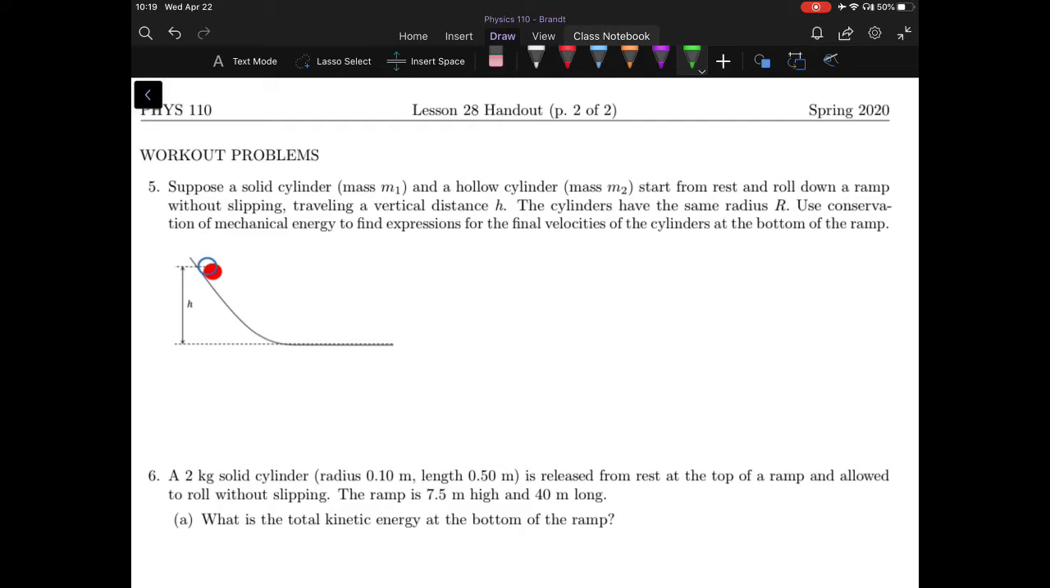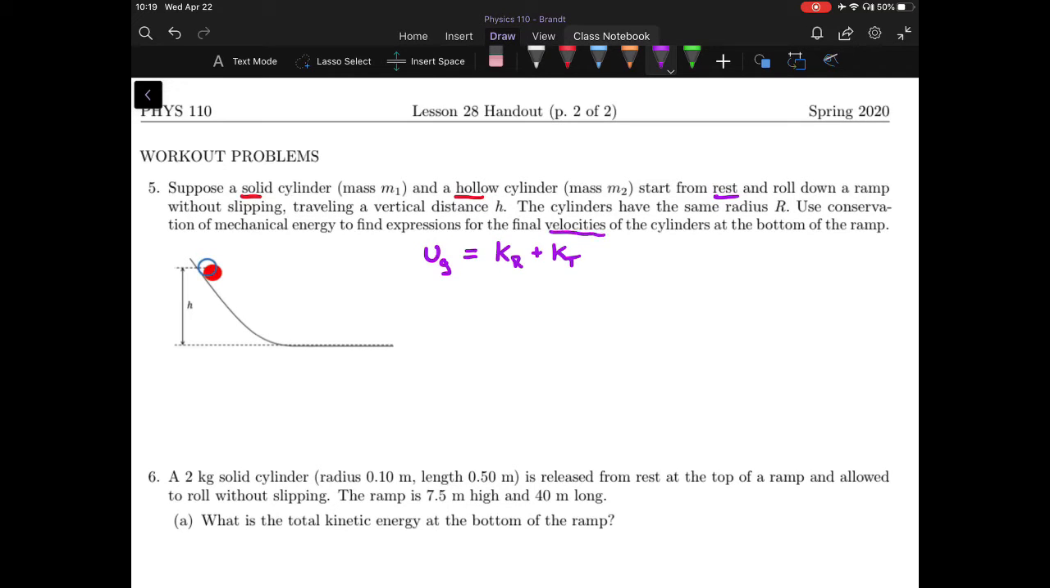All right, workout 5 for lesson 29, or the first workout problem 5 on the handout. So we're looking at two different cylinders. We've got a solid cylinder here, and we have a hollow cylinder, both rolling down this ramp, starting from rest. We're going to start with gravitational potential energy at the beginning because we're starting from rest, and then at the end we want to know how much kinetic energy they have. So they're going to have some type of rotational and some type of translational kinetic energy.